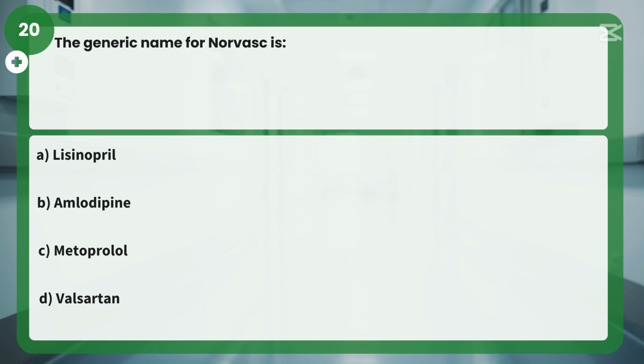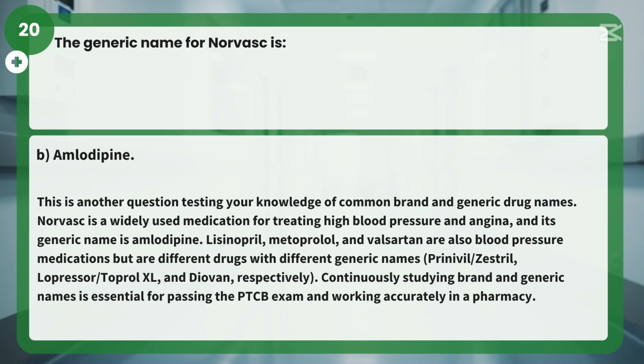Question 20. The generic name for Norvasc is A. Lisinopril, B. Amlodipine, C. Metoprolol, D. Valsartan. Answer B. Amlodipine. This is another question testing your knowledge of common brand and generic drug names.